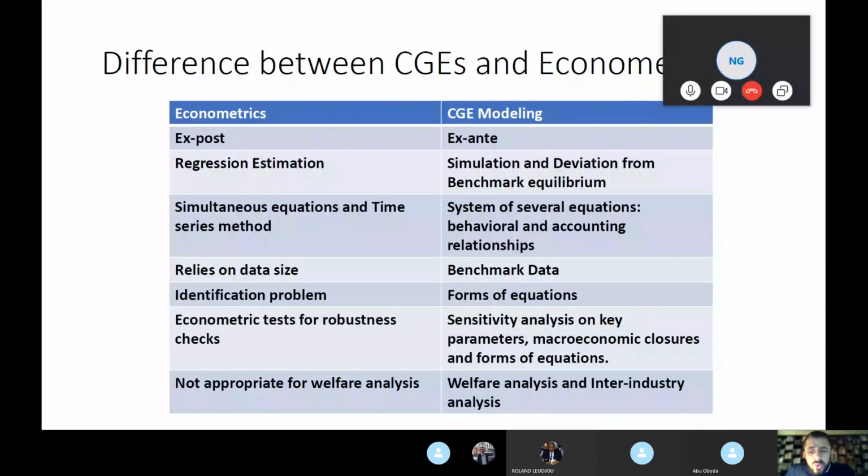And I will come later to the macroeconomic closure because it's one of the most fundamental things that we have to discuss in CGE models. Finally, econometric tools cannot be used for welfare analysis, while CGE models, given the fact that we take into consideration the whole economy, can run a welfare analysis and examine the effect of a certain shock on all the economy at the same time.